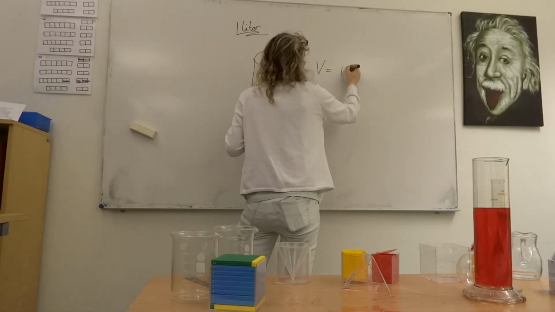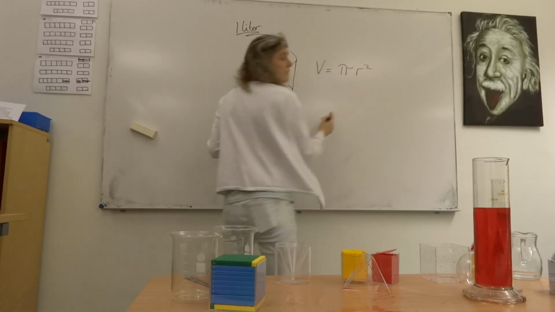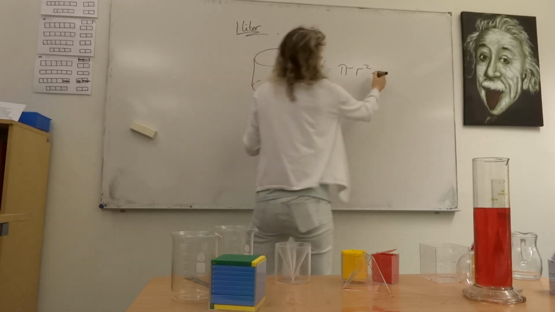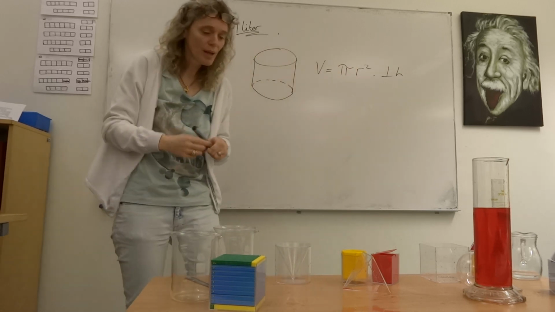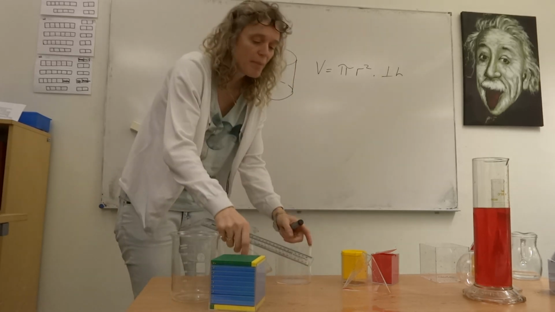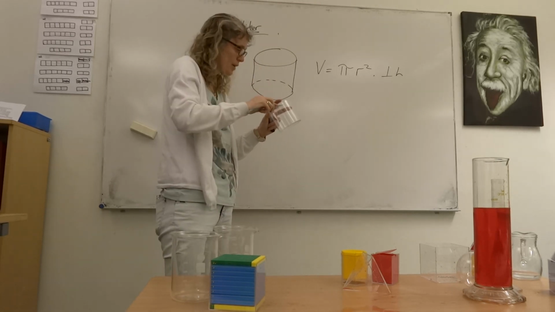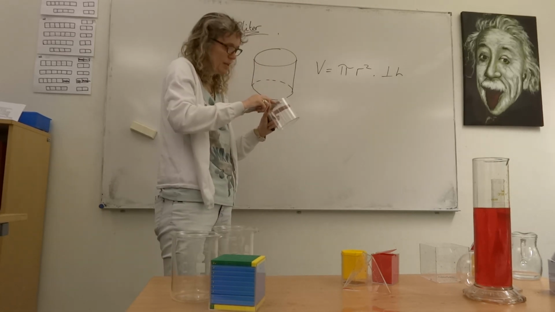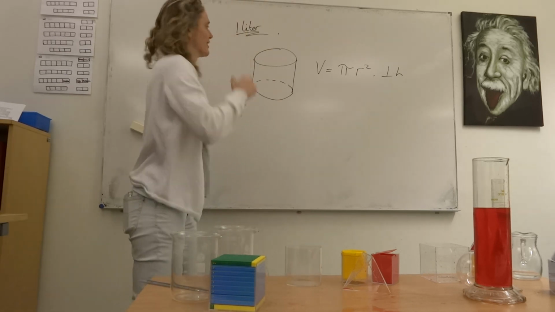The volume of a cylinder is calculated by the base area, which is pi r squared, the area of the circle, multiplied by the perpendicular height. Okay, well then we need some measurements, don't we? So we need to first of all measure the diameter of this cylinder. The internal diameter is, oh surprise, surprise, it's 10 centimetres.